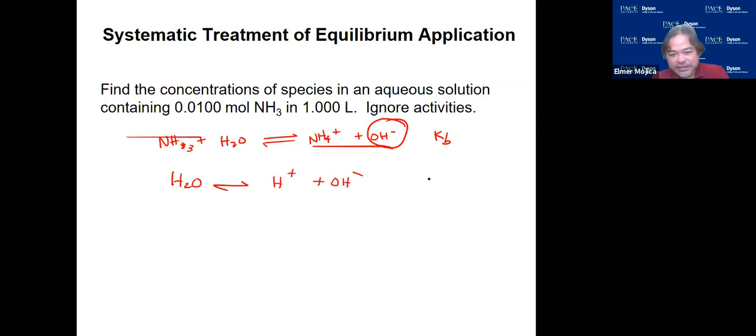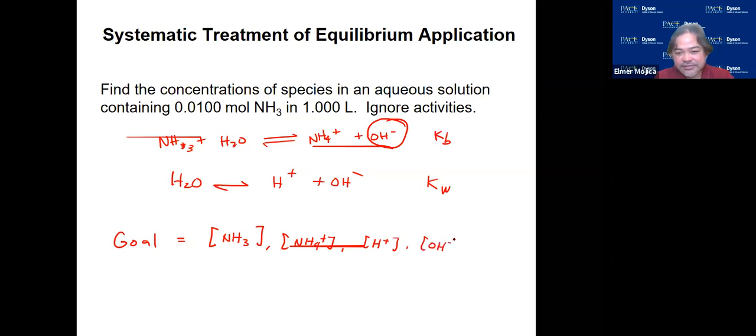So what K do you have there? You have your Kw. So if you're going to solve the problem here, what's your goal? You have to find NH3, NH4 plus, what else? H plus and OH minus. You're not going to solve it now, but at least if you have a problem like this, you know what you're going to look for.